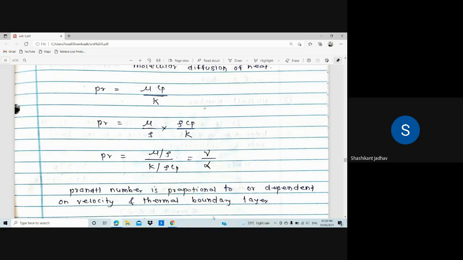Okay. Then write down the significance of the Prandtl number. Write down case 1, Prandtl number is less than 1.